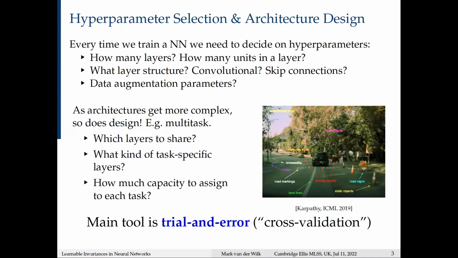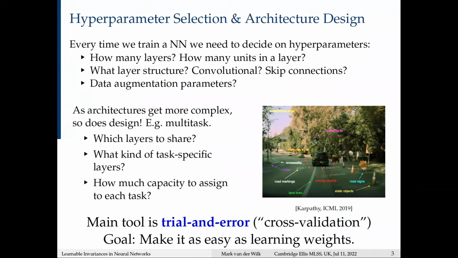Now, currently, the main tool for selecting these parameters is basically trial and error, right? There's a nice word from statistics that's given to trial and error. This is called cross-validation, but it's basically just try it and see how well it works. Now, the goal of this line of research is to make selecting parameters for all these questions as easy as learning the weights. That's the goal.